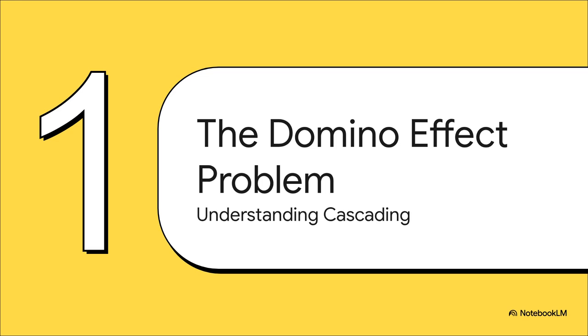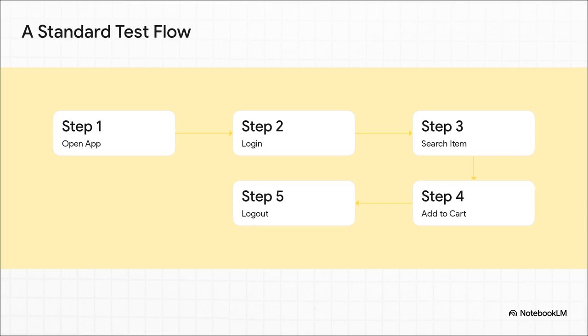Okay, so let's talk about this domino effect problem. To really get a handle on it, we first have to understand why it's happening. Let's look at a pretty common test flow to see what I mean. So, picture a standard test flow, right? 5 simple steps. Open the app, log in, search for something, add it to your cart, and then log out.